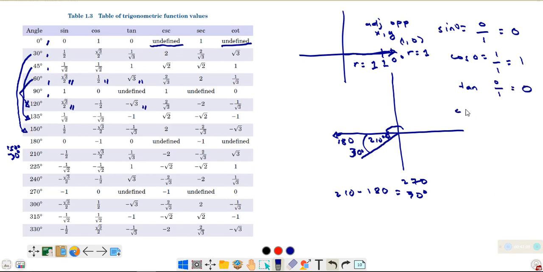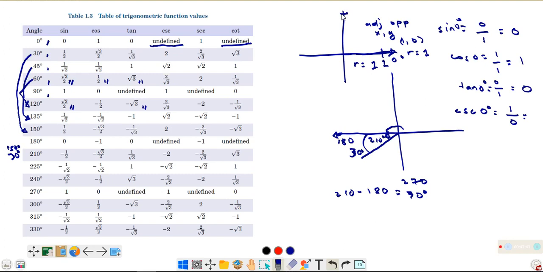Tapos, si cosecant, di ba reciprocal siya ni sine? So, kung meron kang cosecant 0, magkakaroon kang 1 over 0. Eh, di ba division by 0 is not possible? So, undefined siya. Tapos, si tangent, undefined din. Kasi magiging 1 over 0 rin siya. Ganon din pagdating dito. Sa 90, sa 180, 270. Yung mga magfo-fall dun sa x and y axis. Nagpapalit lang sila kung sino yung undefined.